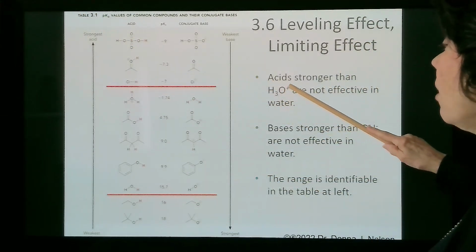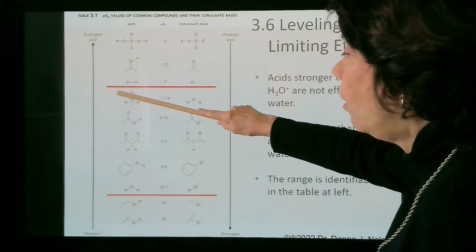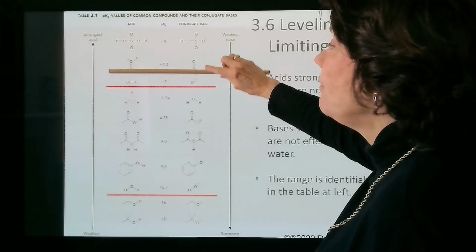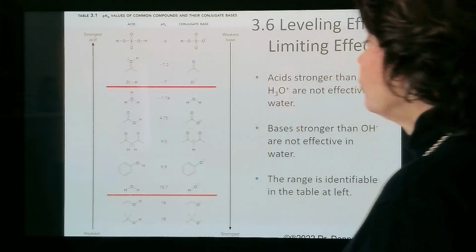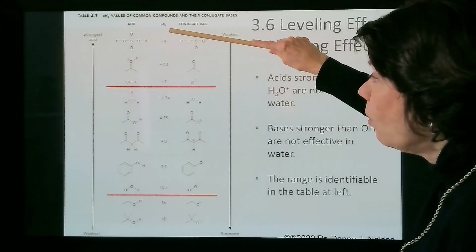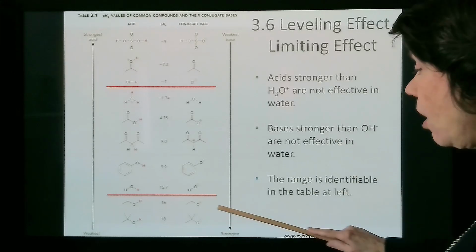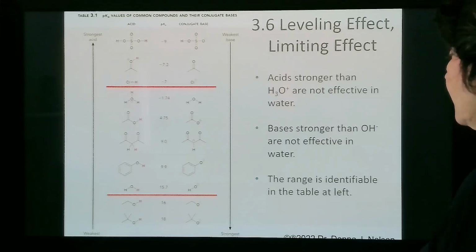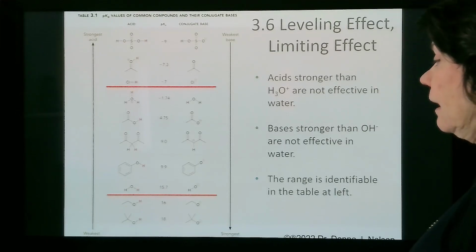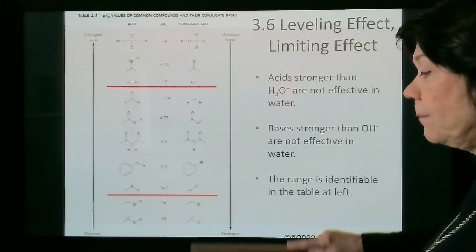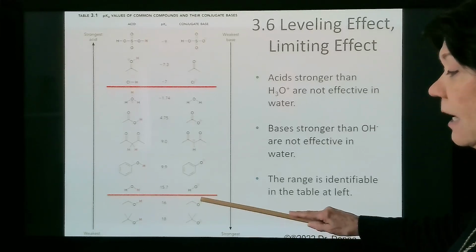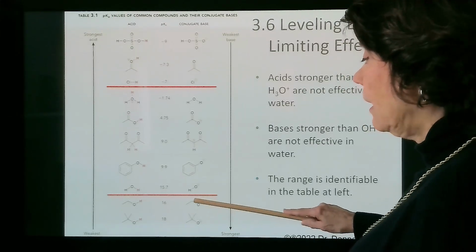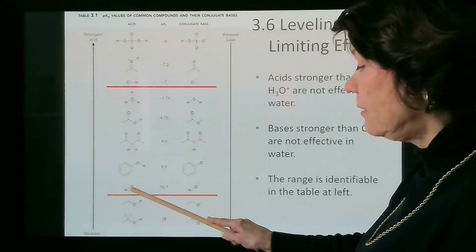And so acids stronger than hydronium are not effective in water. So here is the line that separates hydronium from the acids that are stronger than H3O+. They have a lower pKa. Also, bases stronger than hydroxide. That means those below hydroxide in this table are not effective in water. Because if you try to carry out a reaction under basic conditions, and you're trying to have a base attack a certain reactant in water, when you put this in, it will simply deprotonate the water and you'll have hydroxide.